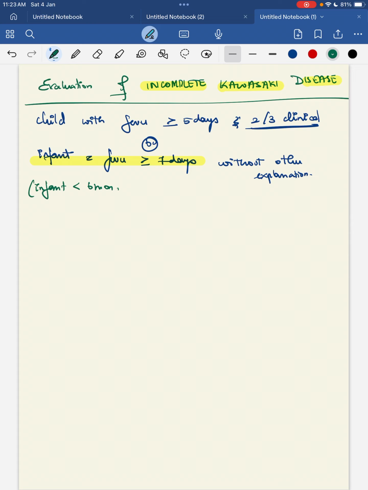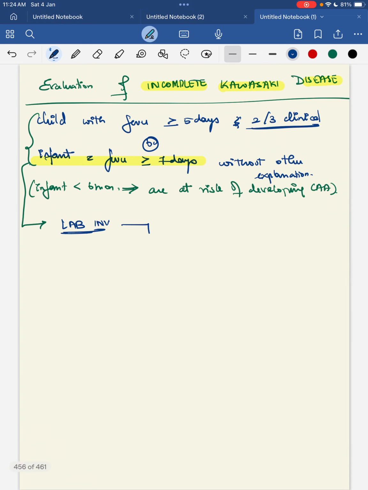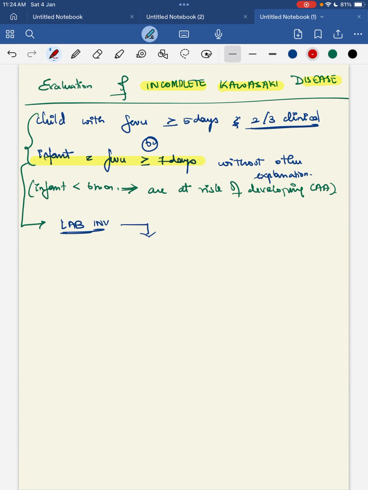So in this child you are going to do your lab investigations. The main investigations are CRP and ESR. Coming to the lab investigation, the child may have a CRP of less than 3 milligram per deciliter and ESR of less than 40 millimeter per hour, or a CRP of more than or equal to 3 milligram per deciliter, or an ESR of more than or equal to 40 millimeter per hour. So these are the two main lab investigations you have to do.